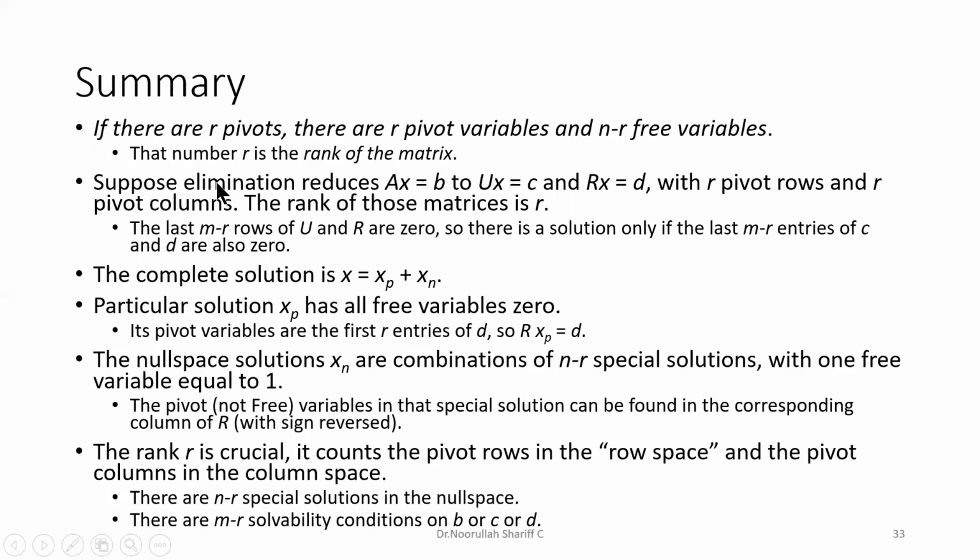We get Ux equal to c or Rx equal to d from Ax equal to b by means of elimination. And if we do that, with R pivot rows and R pivot columns, the rank of the matrix will become R, and the last m minus r rows of U and R are zeros. So if the rank of the matrix is R, then we will have the last m minus r rows of U and R as zeros. So there is a solution only if the last m minus r entries of c and d are also zero. Rx equal to d and Ux equal to c.